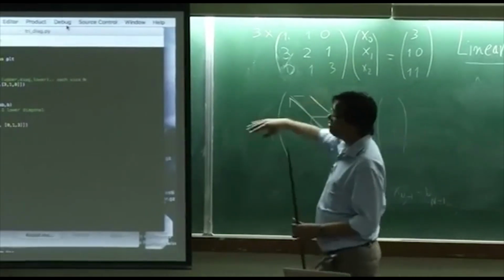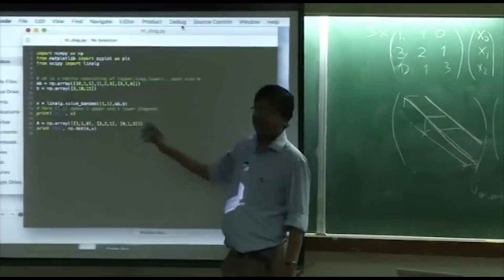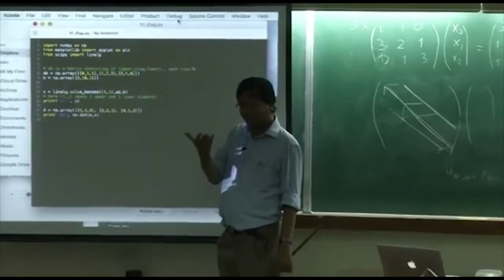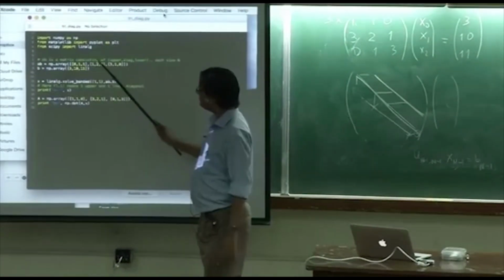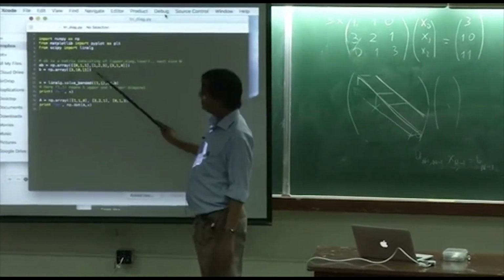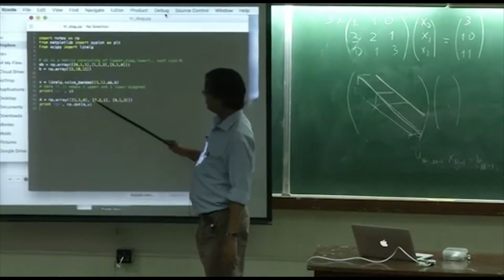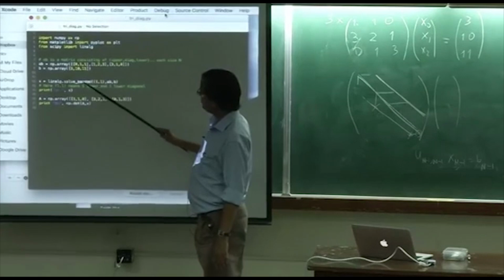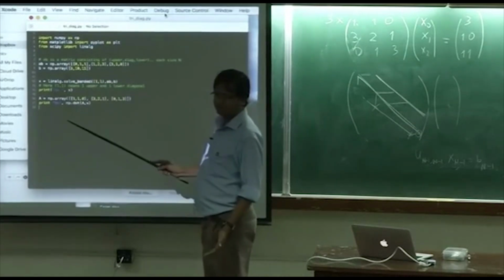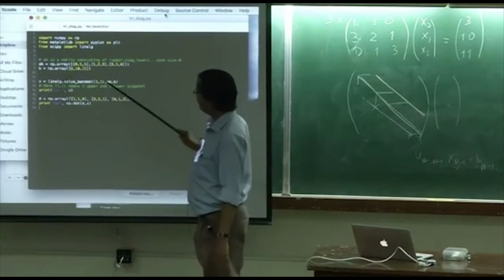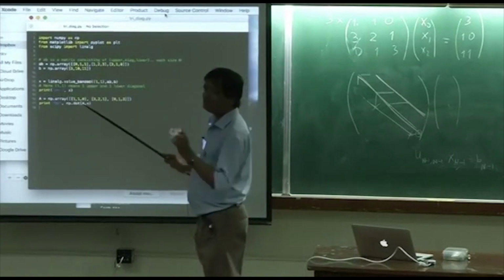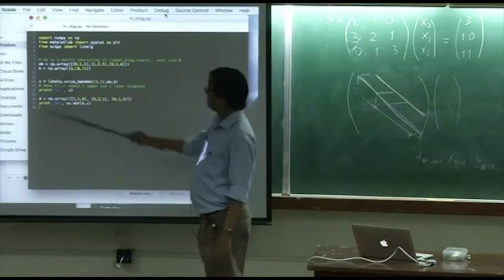So, this 0 is not part of the matrix, but Python wants it to be of length n. So, this is a 3 by 3 matrix, but this is not the matrix A. Matrix A is this. The argument I have to give is how many bands there are, so one above and one below. This is the AB matrix, and B is the right hand side, and that will give me X.